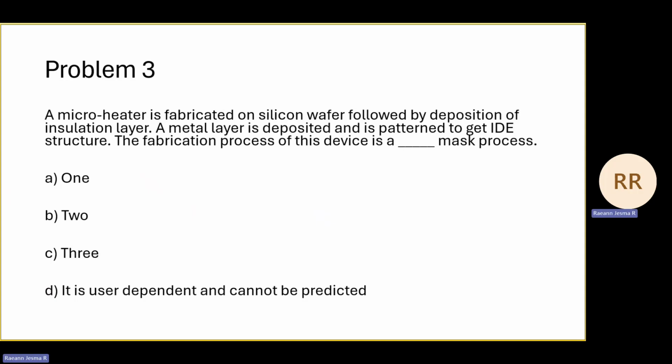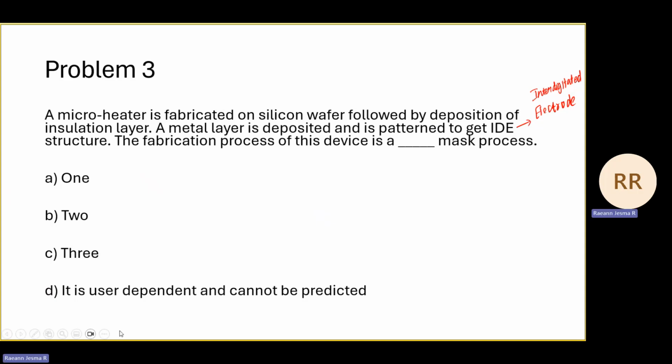So in problem 3, we have a question: a micro heater is fabricated on a silicon wafer followed by deposition of the insulation layer. A metal layer is deposited and it is patterned to get IDE structure. IDE is interdigitated electrode. The fabrication process of this device is a how many mask process. So option A is 1, option B is 2, option C is 3, option D it is user dependent and cannot be predicted.